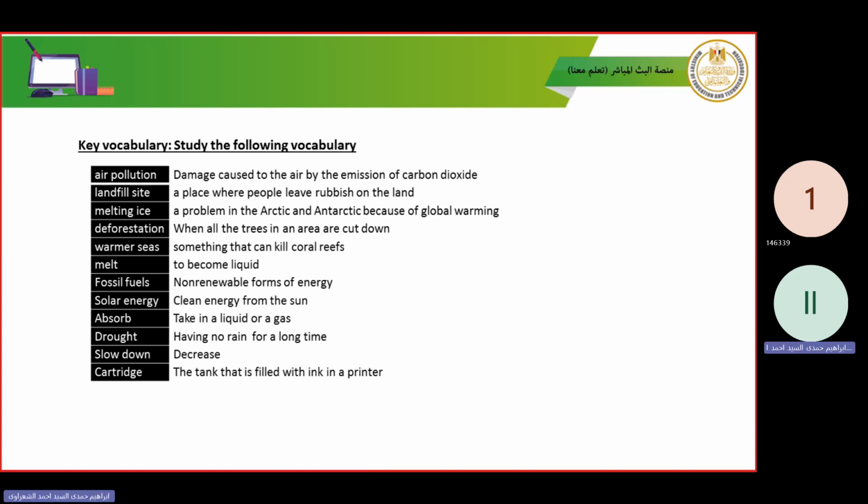Right. Number 3, melting ice. Okay, melting ice. Melting ice, most of you have heard about this problem, where there are many films that have been made on this problem. The problem of melting ice in the Arctic, اللي هو القطب الشمالي, or the Antarctic, because of global warming, because of the rise of temperature throughout the Earth. Okay, melting ice. The fourth word is deforestation.